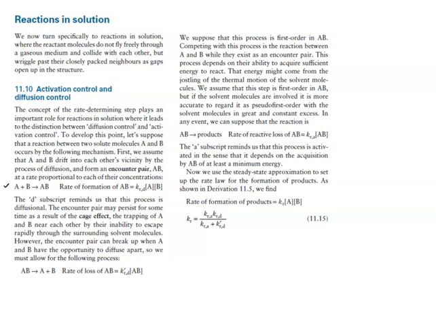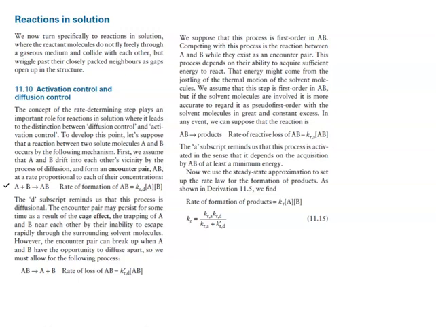Now, the D subscript for this rate constant reminds us that this process is diffusional. The encounter pair may persist for some time as a result of the cage effect, the trapping of A and B near each other by their inability to escape rapidly through the surrounding solvent molecules.